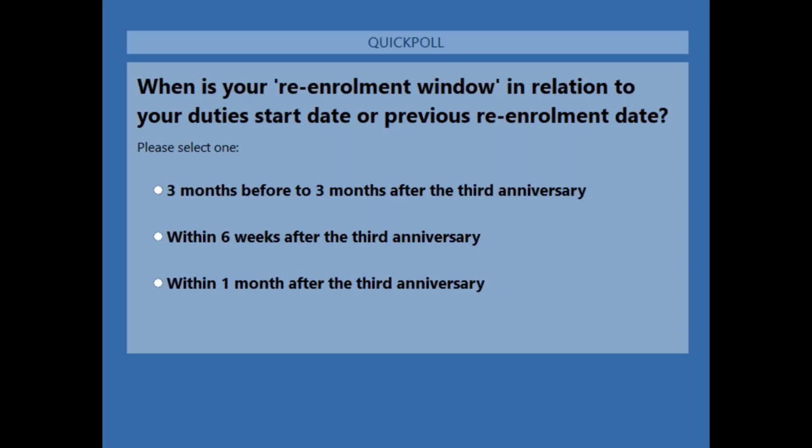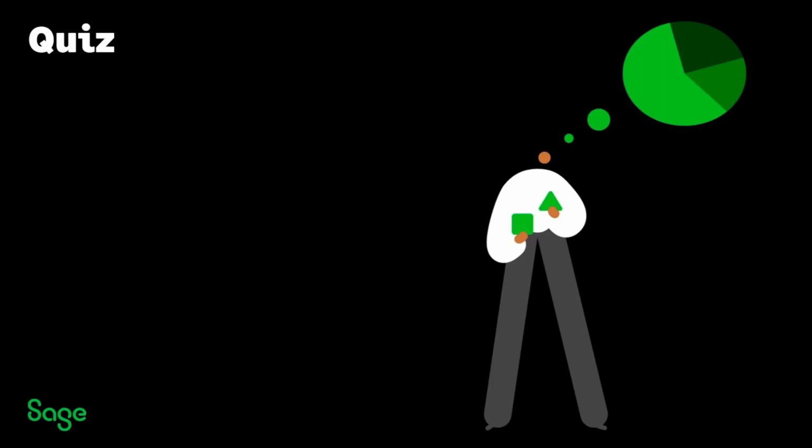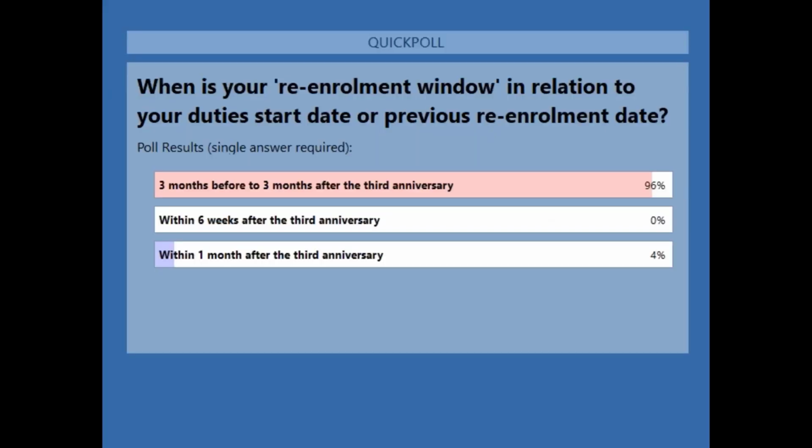Okay, so this one's looking pretty good. Just over 70% of the vote in. So I'm going to close that down now. Let's share your responses first. So we have 96% of replies saying it's 3 months before to 3 months after the 3rd anniversary of your staging date or previous re-enrolment date, with 4% saying it's within a month of the 3rd anniversary. The correct answer there is the first one, 3 months before to 3 months after. So well done to most of you that got that correct.